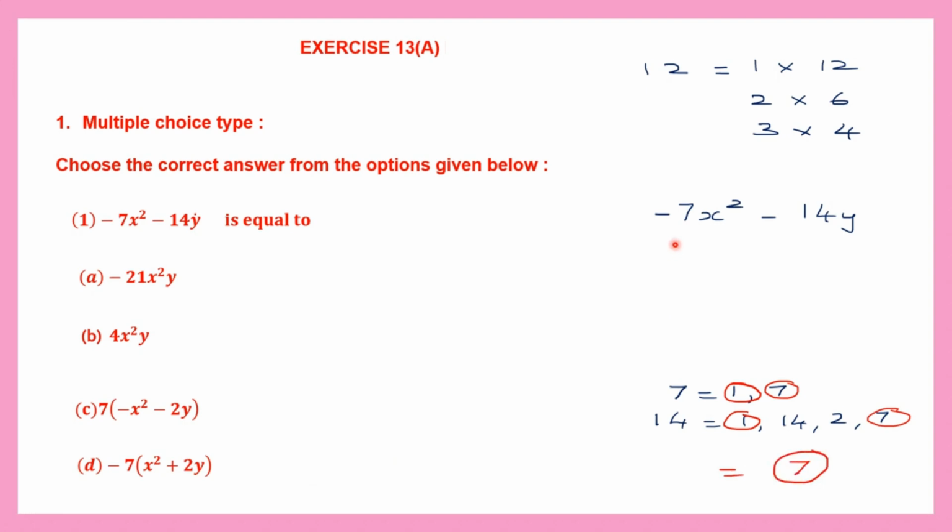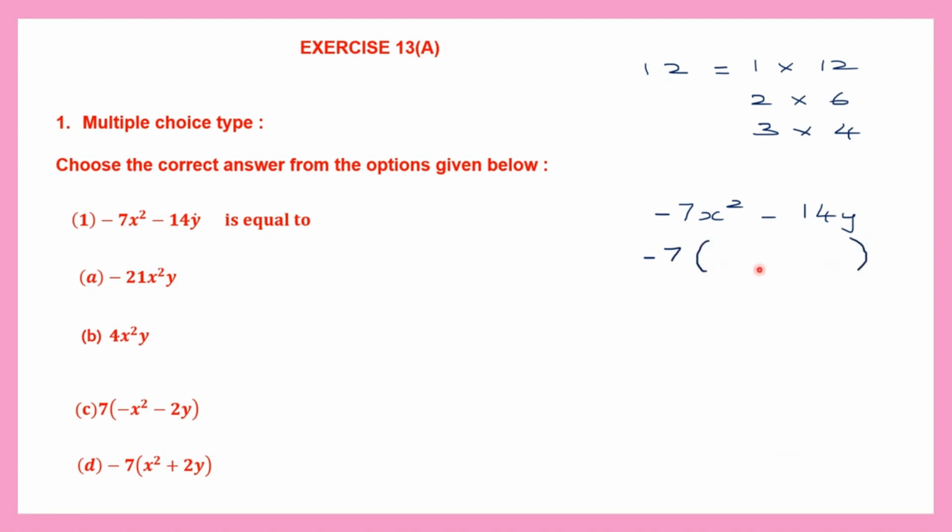So, look at this expression. The common factor of both is 7. And since we have a minus sign, minus 7 is common to both. So what we're going to do is write minus 7 here and put the remaining in brackets. Whatever is left, we're writing it in brackets. So how do we find out what is left?